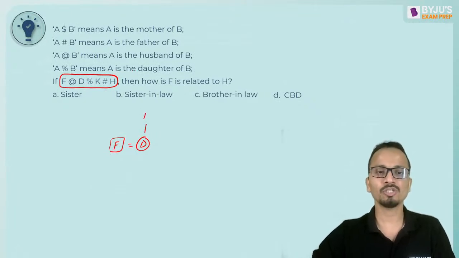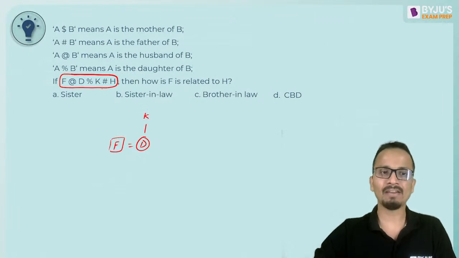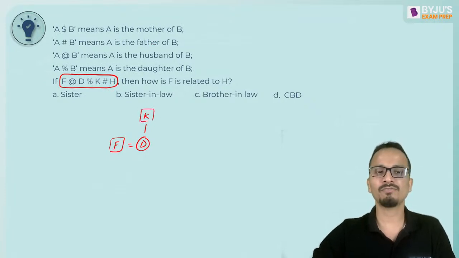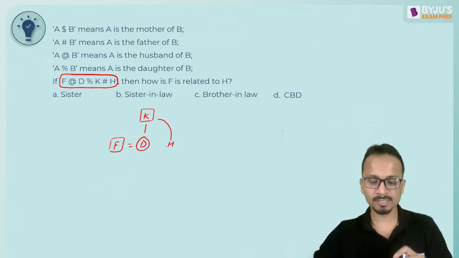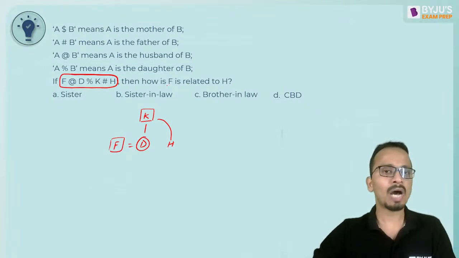So D is the daughter of K. And finally, K hash H, so K is the father of H. All right. Right now, the gender of H is not known. So how is F related to H?